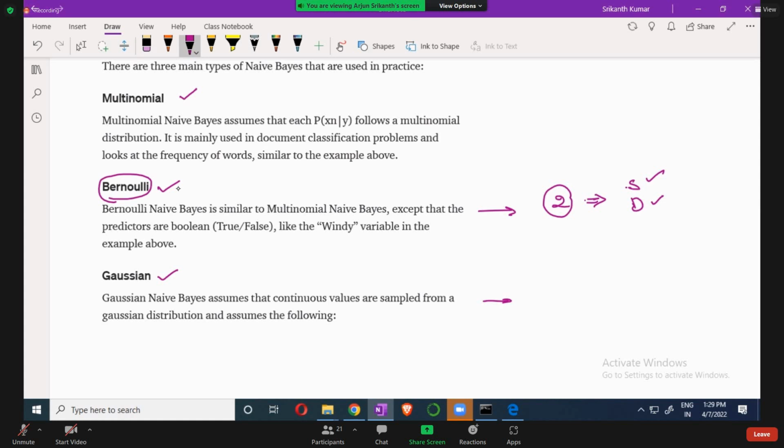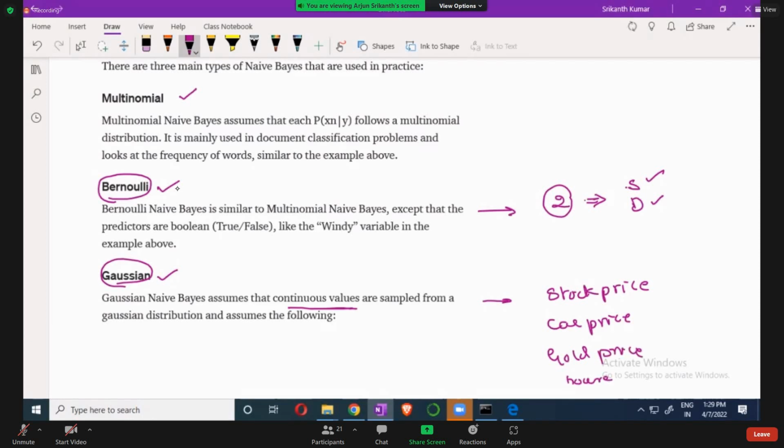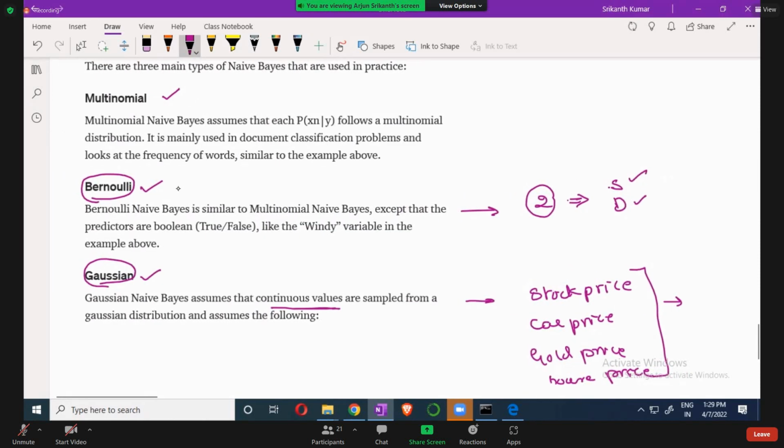Now, when we are dealing with a regression problem, what is a regression problem? When we are getting a continuous numerical value. When there is a continuous value, then we will go with Gaussian Naive Bayes. Examples, guys: stock price, car price, gold price, house price. All of this comes under this category. For this, we are going to use Gaussian Naive Bayes. So it is again Bernoulli Naive Bayes and Gaussian Naive Bayes.